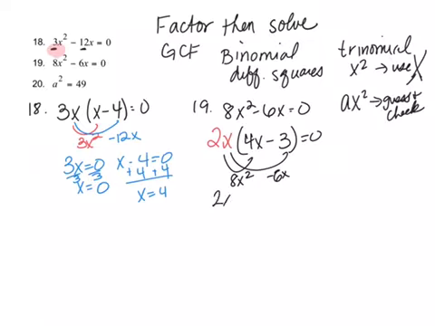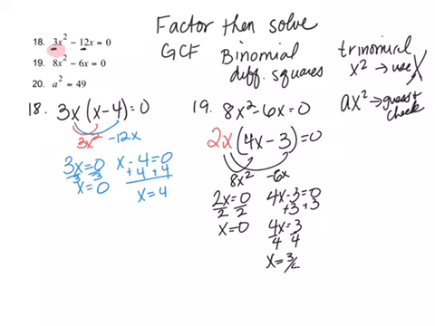And then I can set them equal to 0 and solve. 2x equals 0 and 4x minus 3 equals 0. So we divide by 2, x is 0, add 3, 4x equals 3, divide by 4, and x is 3/4. So those are my two answers, 0 and 3/4. But I don't get those unless I factor first.